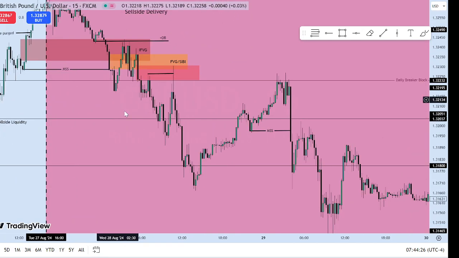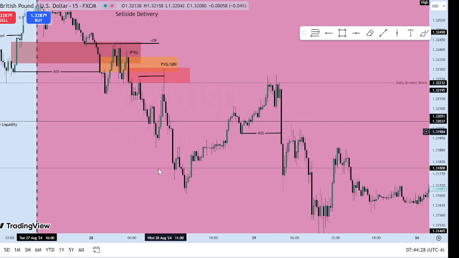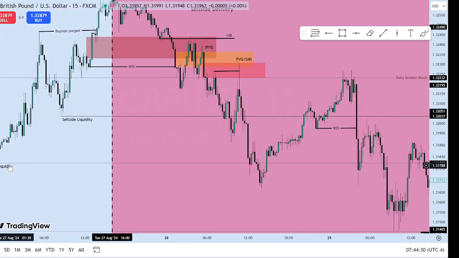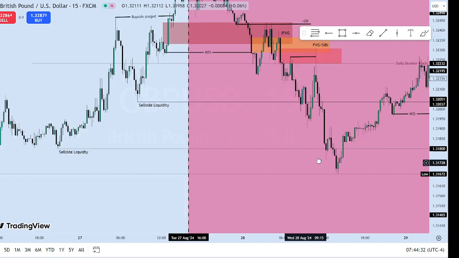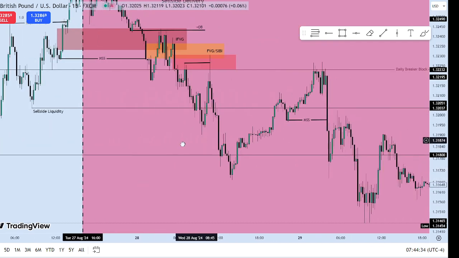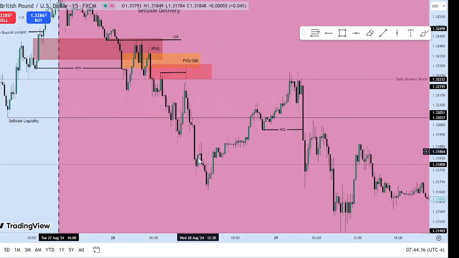Okay, so same thing here. After taking the sell side liquidity below here, you can see how price reversed. Then we took a high here. This is low, high, lower low. This candle breaks above the previous low, previous high, making it a breaker. Here is our breaker.